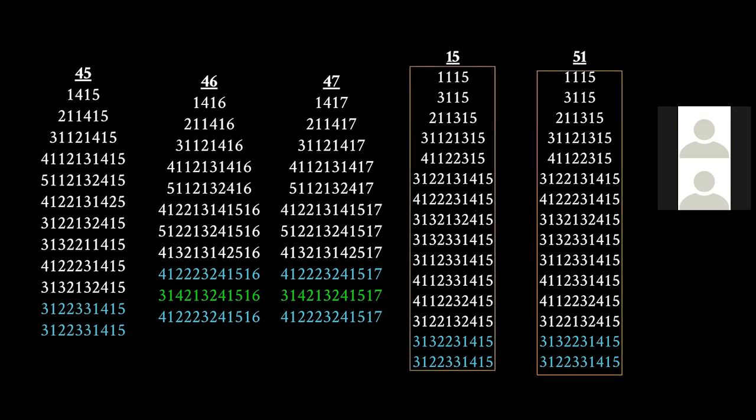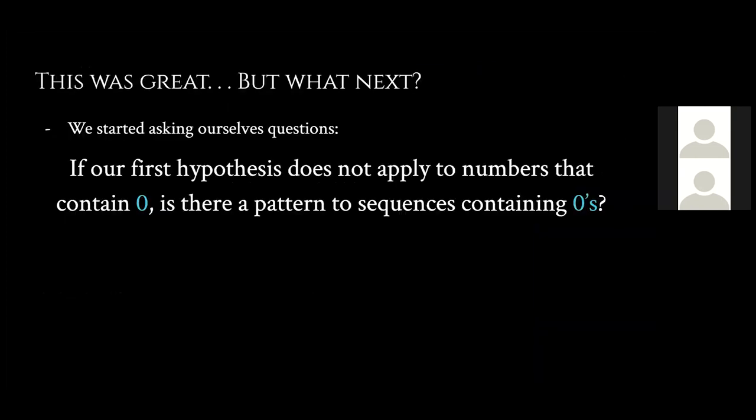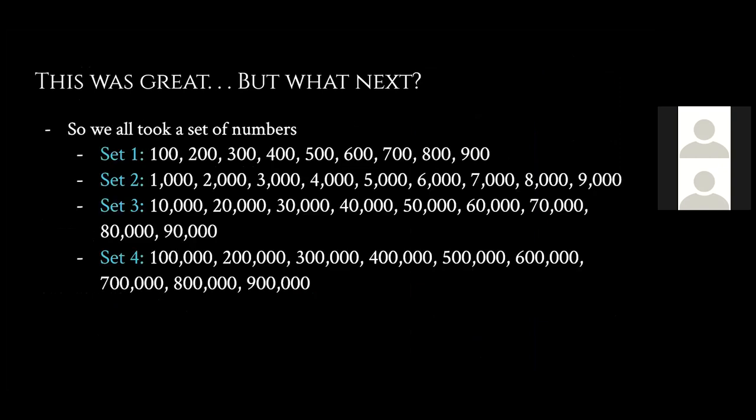Here's just a box to show you where the cycle actually starts to reflect. That's great. But where do we go from there? Well, zeros weren't included in that hypothesis. So what happens with the zeros? We tried to find a pattern with that. So we each took a set from 100 to 900, 1,000 to 9,000, 10,000 to 90,000, and 100,000 to 900,000, and we worked those sequences out.